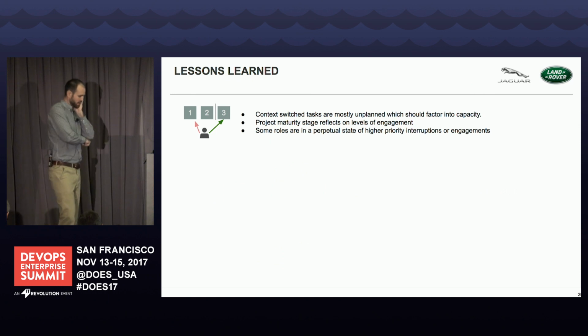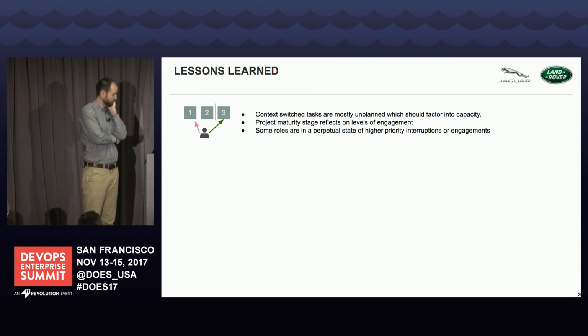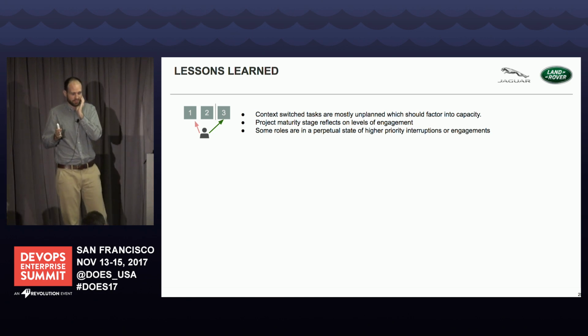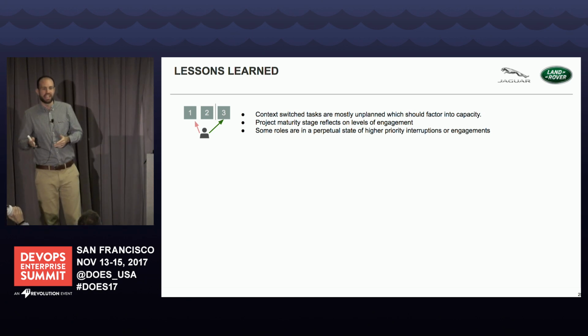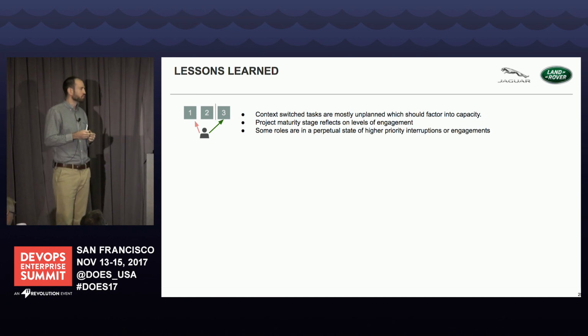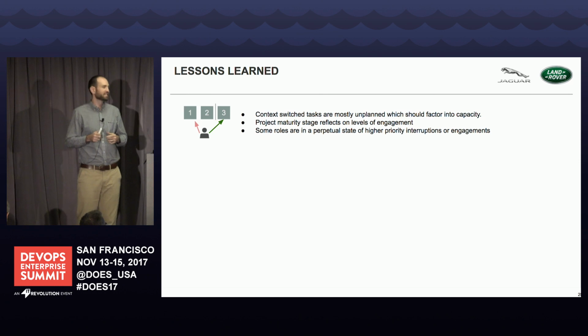So here are the lessons that we've actually learned. We found that if context switches are inevitable, maybe we should factor them into capacity. This is actually really hard for me to swallow. If it's unplanned work and it happens so frequently, it's now become planned work. That's a very hard one for me to deal with.